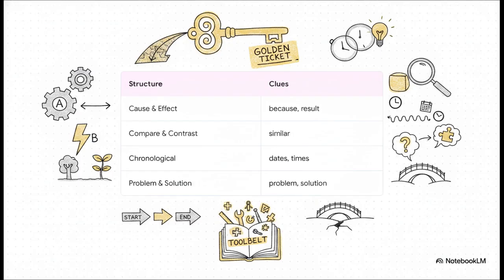Consider this your golden ticket. It's an essential cheat sheet mapping the four structures to their exact signal words. For cause and effect, you're looking for clues like because or as a result. For compare and contrast, your dead giveaways are similar or on the other hand. Chronological order, that relies heavily on dates, times, and sequence words like first, then, or next. And problem and solution. Honestly, the author will often literally just use the words problem and solution.